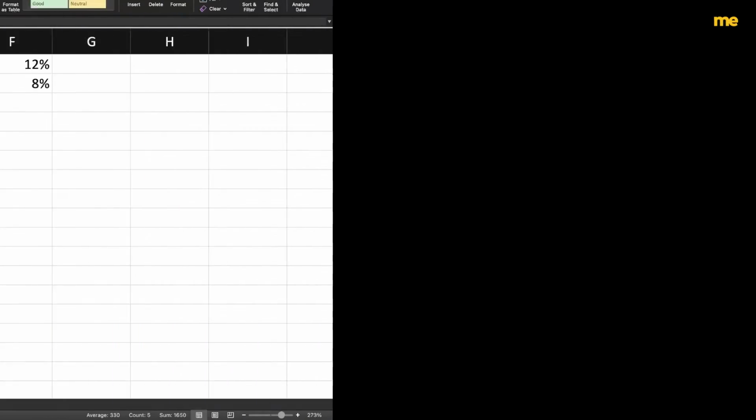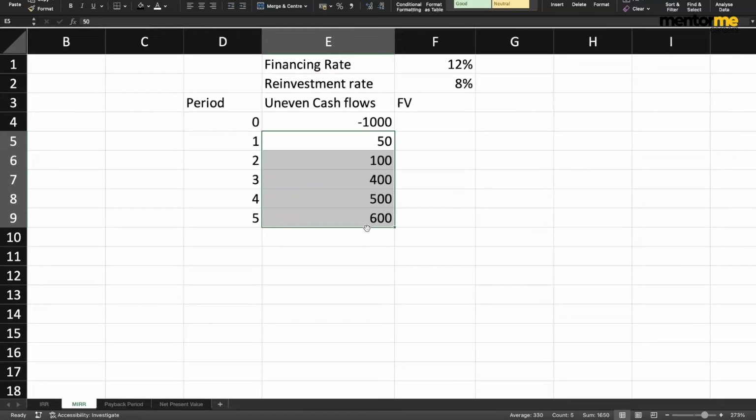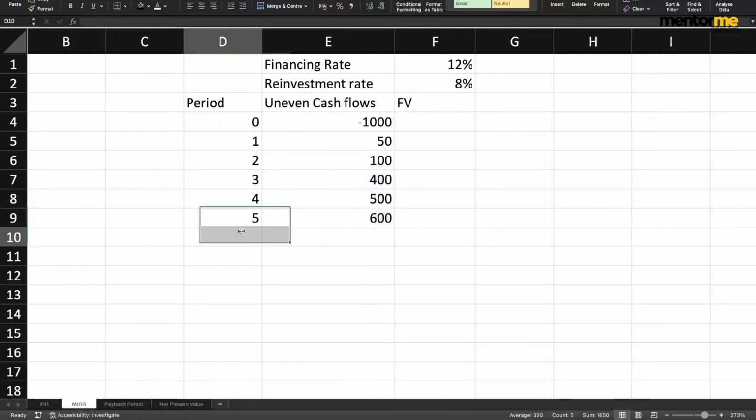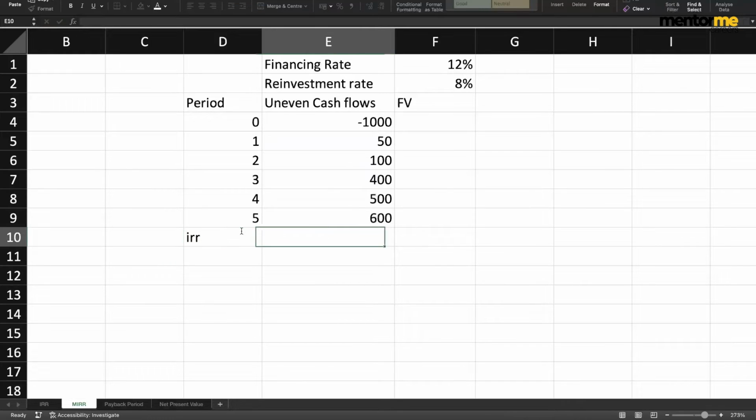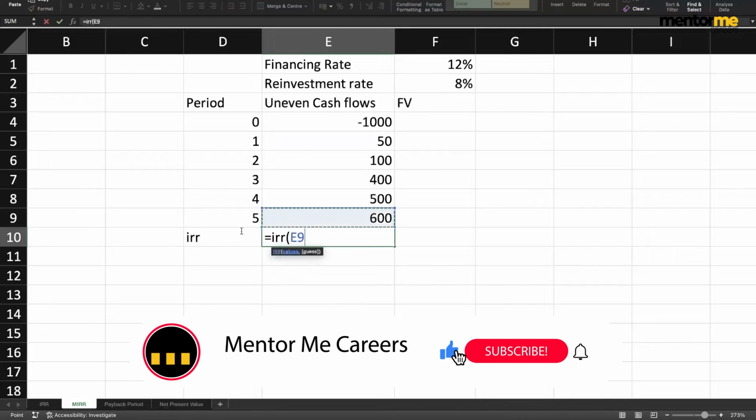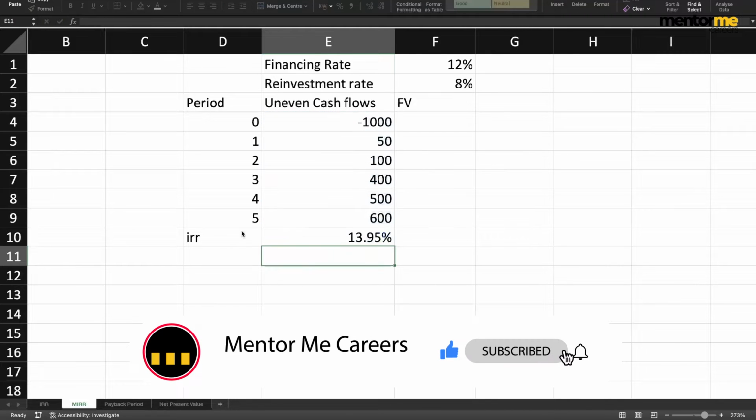Let's get started. The IRR is the rate at which NPV becomes zero, and it assumes that every cash flow is reinvested at the IRR. So let's first calculate the IRR so you understand what we're doing. Just write the IRR formula and select the cash flows. IRR comes up to be 13.95%, which assumes that each of these cash flows, 50, 100, 400, is reinvested at 13.95%.